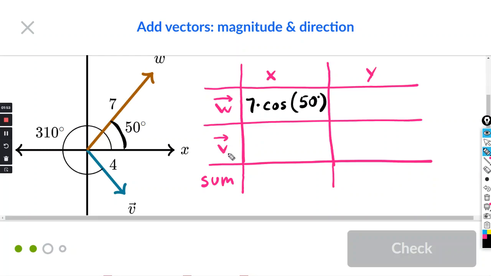And for vector v, same thing. We see the magnitude of vector v is 4. And that's going to be multiplied by the cosine of the angle for vector v, that is this angle right here. So that's 310. Now you do the same thing for the y components, but instead of using cosine, you use the sine function. So it's going to be the same thing, except you replace cosine with sine.